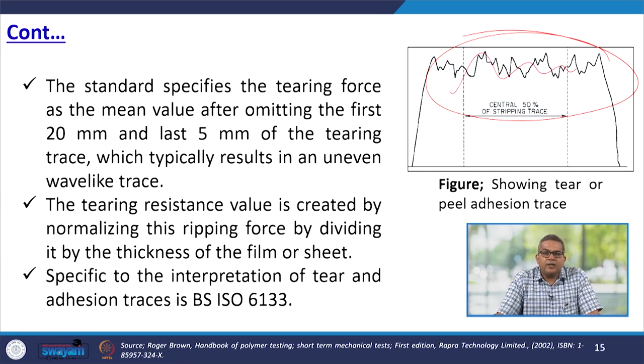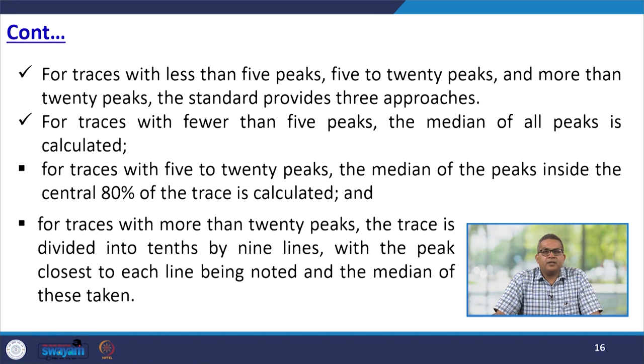Now, the tearing resistance value is created by normalizing these ripping forces by dividing by the thickness of the film or sheet. Specific to the interpretation of tear and adhesion traces is BS ISO 6133. For traces with fewer than 5 peaks, 5 to 20 peaks, or more than 20 peaks, the standard provides 3 approaches. For traces with fewer than 5 peaks, the median of all peaks is calculated. For traces with 5 to 20 peaks, the median of the peaks inside the central 80% of the trace is calculated. And for traces with more than 20 peaks, the trace is divided into 10 by 9 lines with the peak closest to each line being noted and the median of these taken.